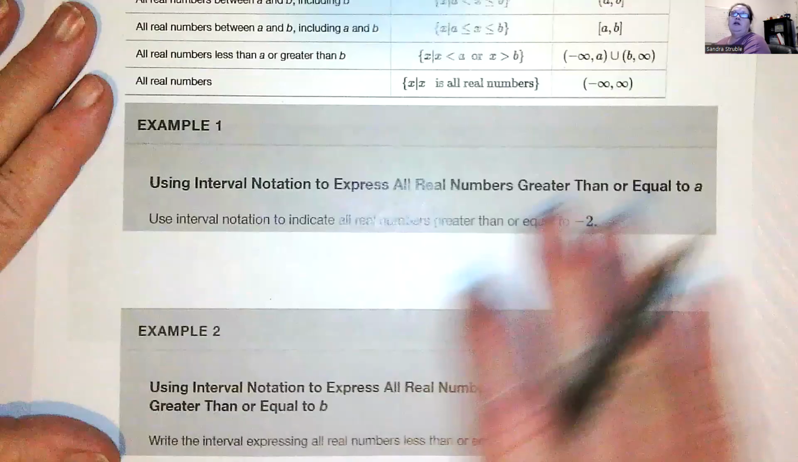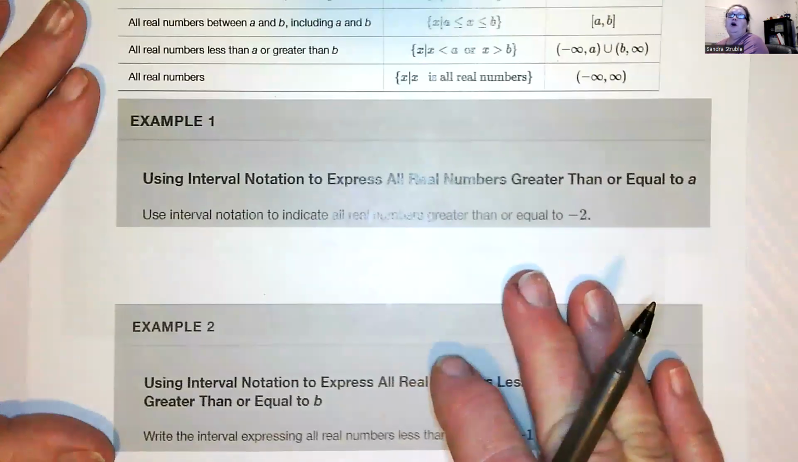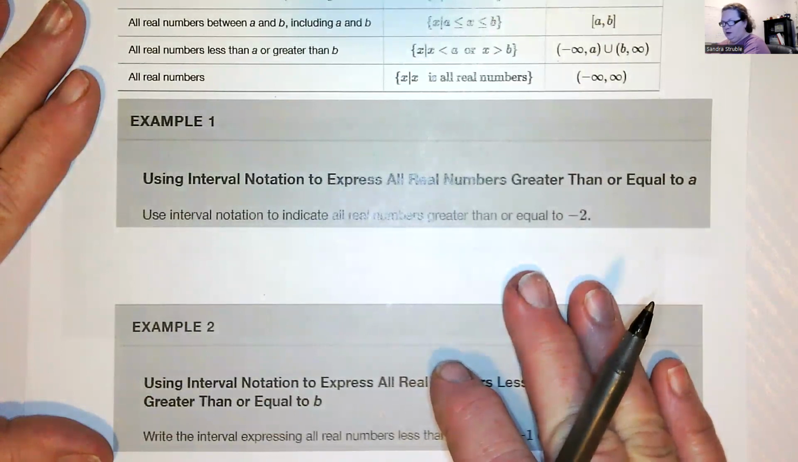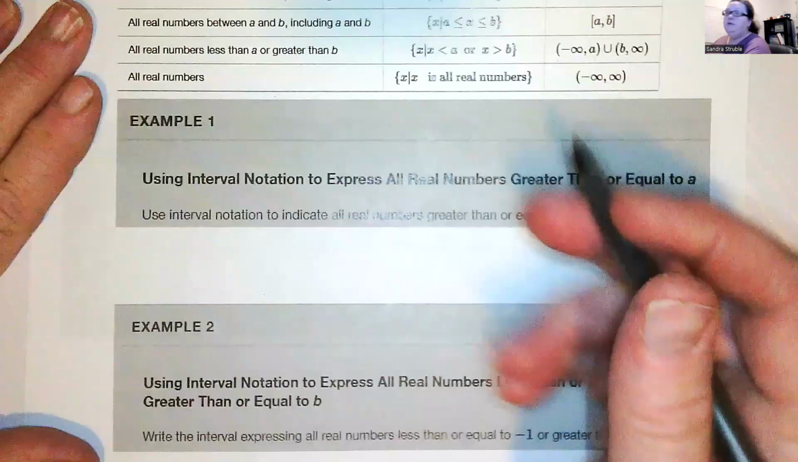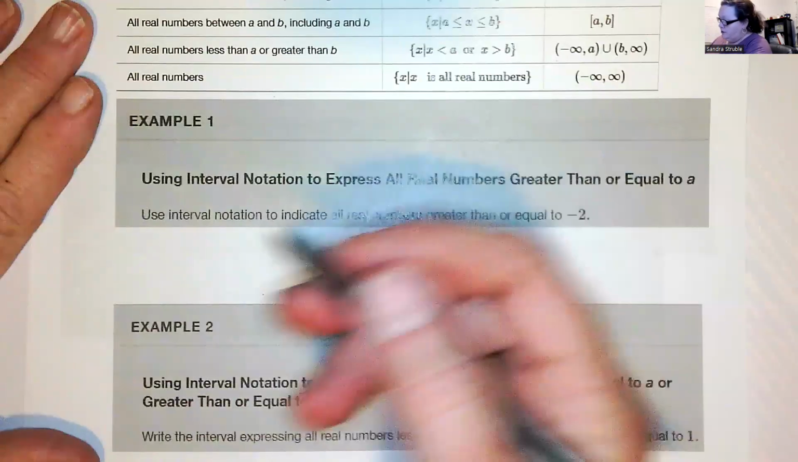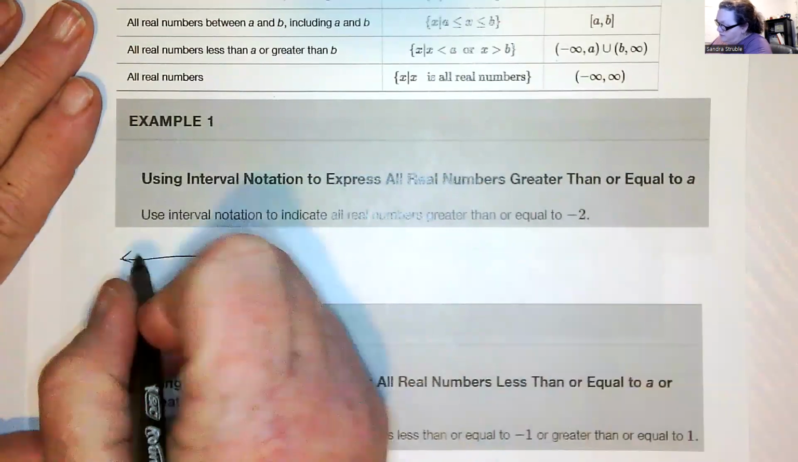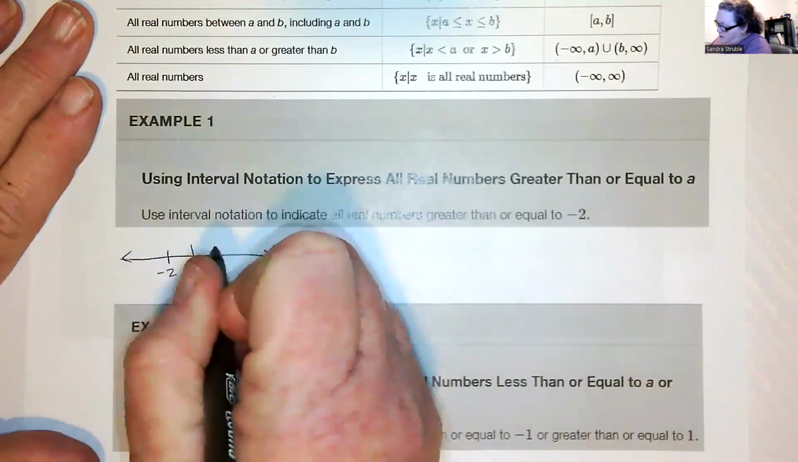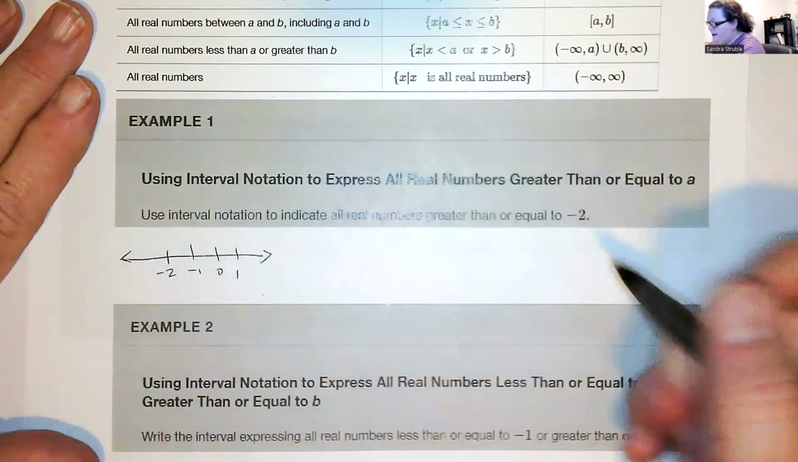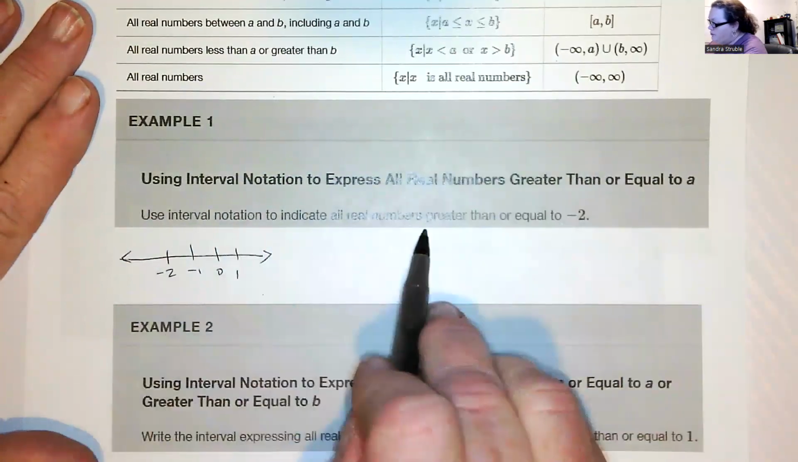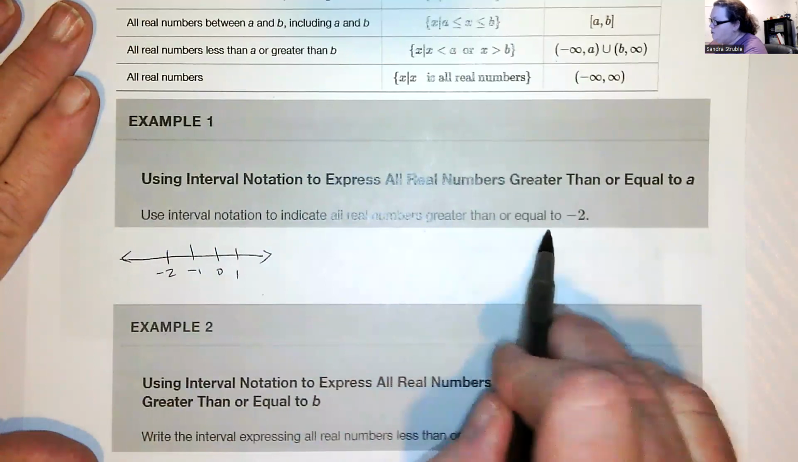All right, so let's talk about using interval notation to express all real numbers greater than or equal to A. Use interval notation to indicate all real numbers greater than or equal to -2. Okay, so what does that look like? Well, let's start by looking at a number line. Let's go all basic. -2, -1, 0, 1. That's enough. Indicate all numbers greater than or equal to -2.